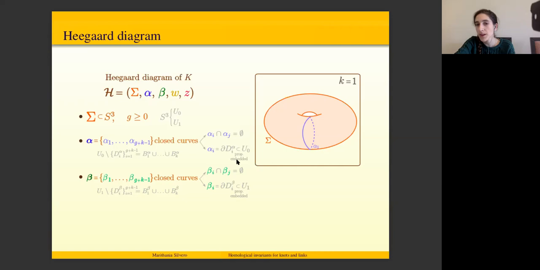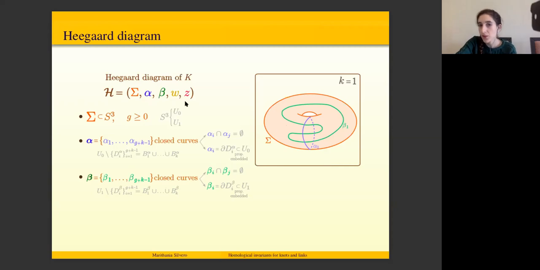Then beta is going to be exactly the same, but instead of those disks being properly embedded in U0, they are going to be properly embedded in U1, okay? So imagine this is beta 1. You have the same: the complement of the disk bounded by beta 1 is one ball in U1, in the outer torus.